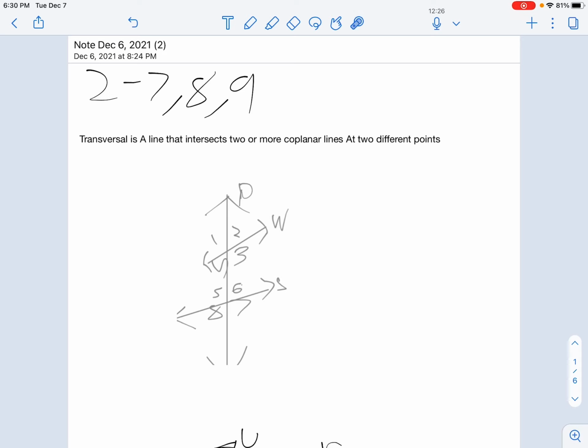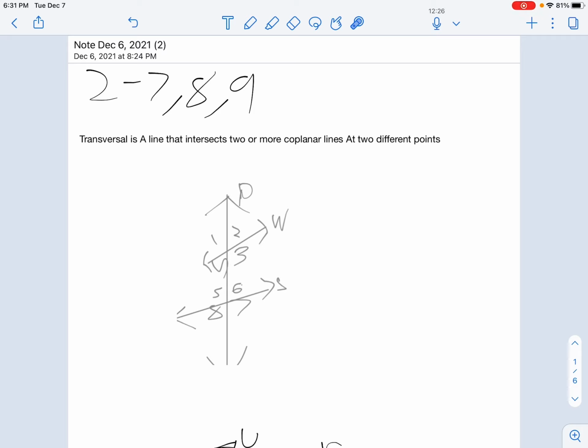Now, a transversal is a line that intersects two or more coplanar lines at two different points. As an example, we have our transversal P right here, and it's a line intersecting two different coplanar lines, W and S. So as you can see, the transversal P is passing through the two lines.